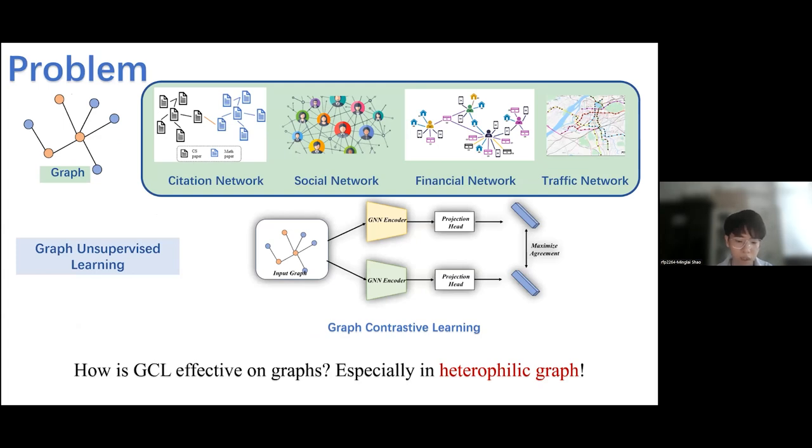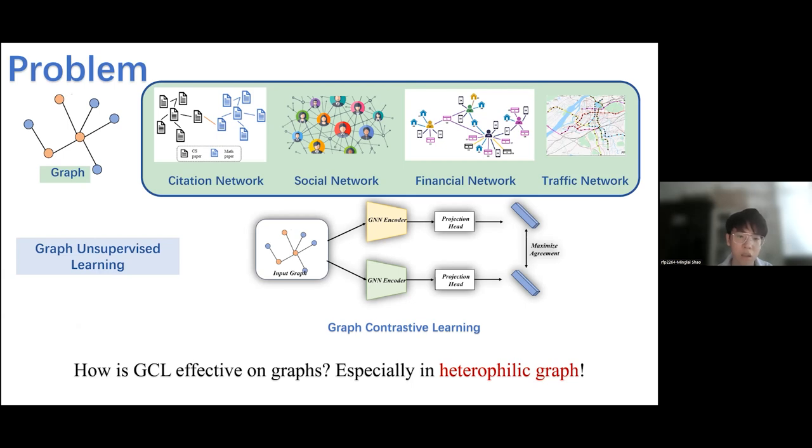Graph neural networks have captured widespread attention for their exceptional ability to model graph structured data, encompassing social networks, traffic networks, circulation networks, and so on. As graph unsupervised learning research advances, techniques like graph contrastive learning have emerged as promising self-supervised learning methods, showcasing their potential in addressing diverse downstream tasks, but there are still some problems that need to be solved.